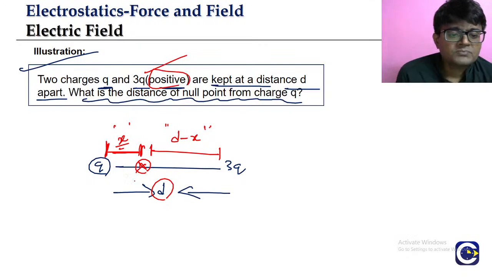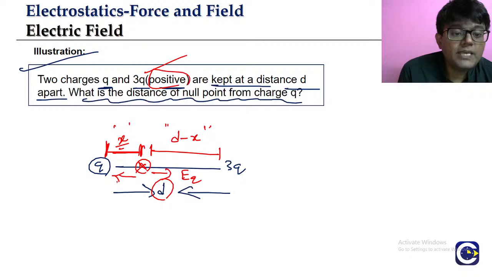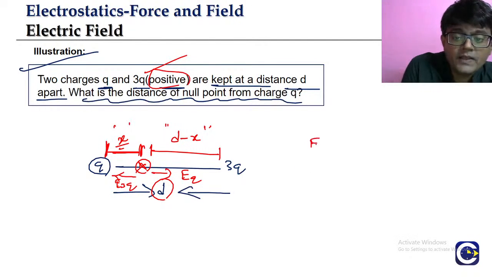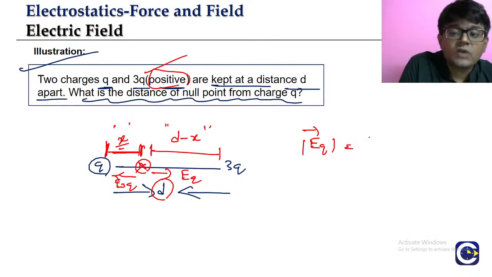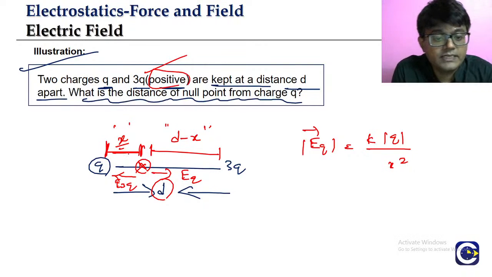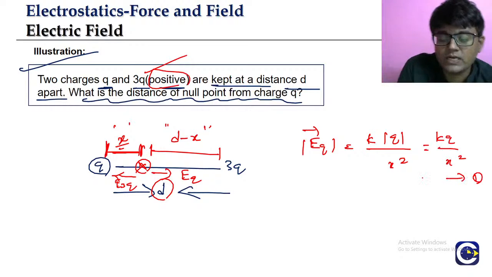Now look, the electric field because of q will be like this, since q is the positive charge. The electric field because of 3q will be in the opposite direction. Now we find the magnitude of the electric field because of q: k into modulus of q divided by the distance from the charge to the point, x square. We don't need the modulus because q is clearly positive. So kq by x square. Take this as equation 1.